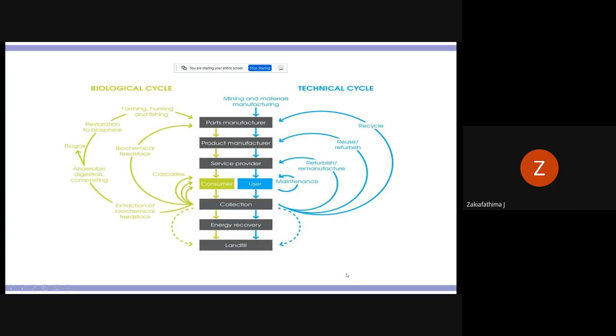Okay, so your biological cycle: you start with your parts that are being manufactured, and that goes next to your product manufacturer. That is to say, you take a raw material that is going to be made into MDF boards, which are then sent to your product manufacturer. These MDF boards are now going to be shaped into some kind of furniture. So this produced furniture is now going to be sent to your service provider.